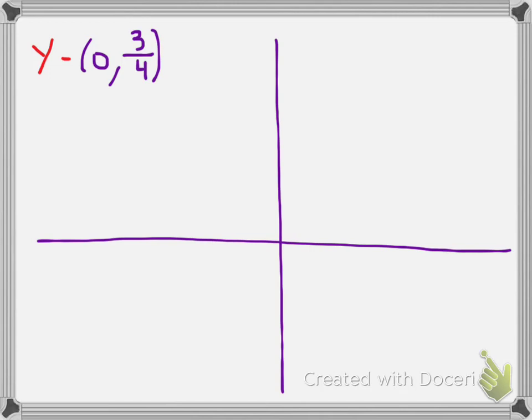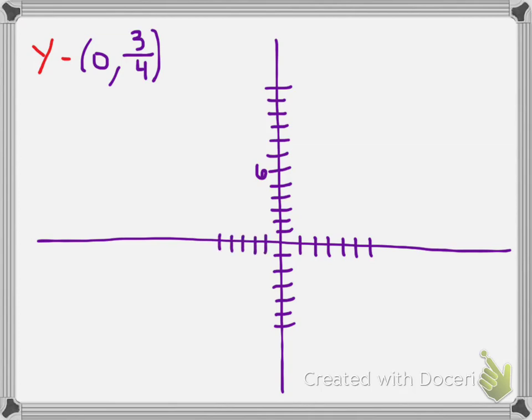I'm going to mark that with a 6. Okay. And so now we can actually start putting our pieces of information on our graph. So we know we're going to have a hole at 2, negative 2.5. So that would be right about there. We know that we have 2 x-intercepts. We have one at positive 1. And we have one at negative 3.